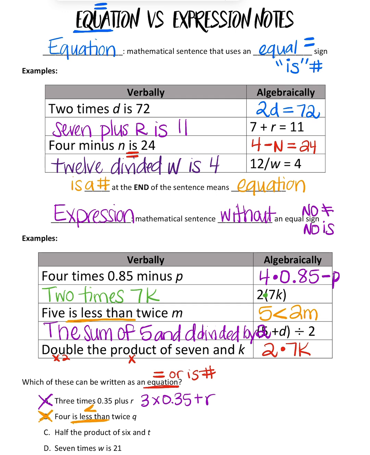All right, the next one says half the product of 6 and t. Again, as I'm looking, I do not see a single is. The product of 6 and t is 6 times t, and then half the product would be divided by 2. So again, no equal sign, no is. And then ding, ding, ding, down here at the bottom, we have is and a number. Remember, anytime we have is and a number, that means equals that number. So that is our equation. And so go practice solving equations versus expressions. Look for those equals and is.